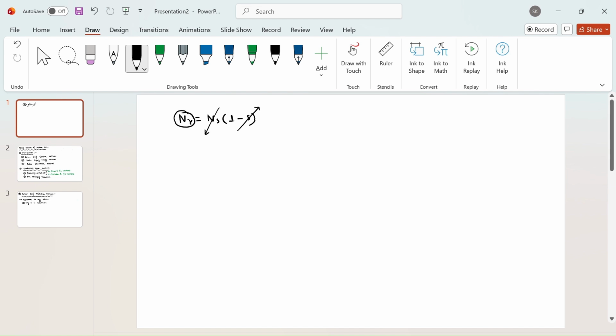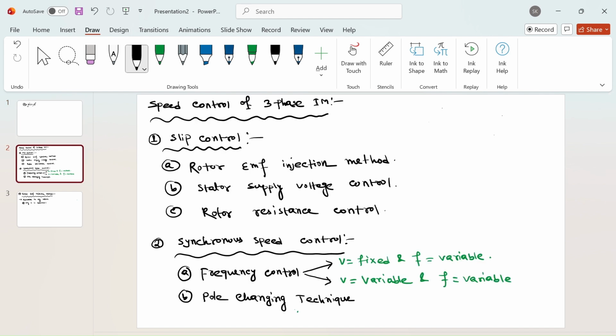So we have two techniques. We have slip control techniques and we have synchronous speed control techniques. Under slip control, you have various methods. The first one is the rotor EMF injection method. This particular method is only applicable to slip ring induction motor, that we will see today, and why it is only applicable to slip ring induction motor, that also we will see.